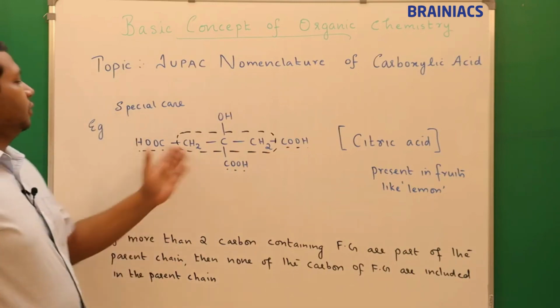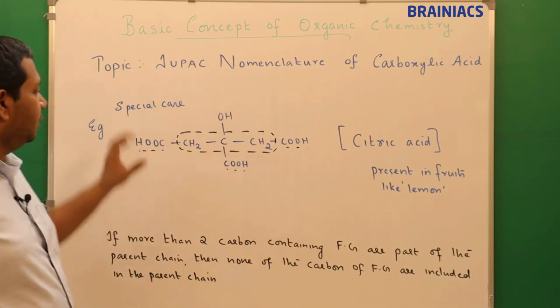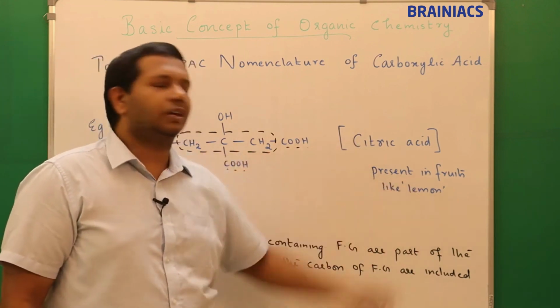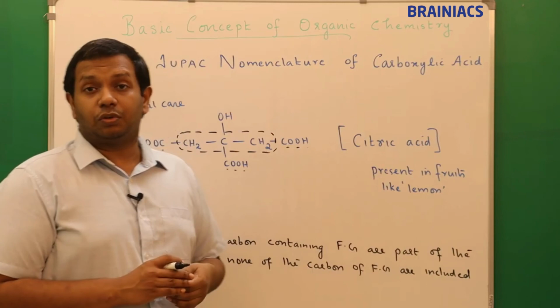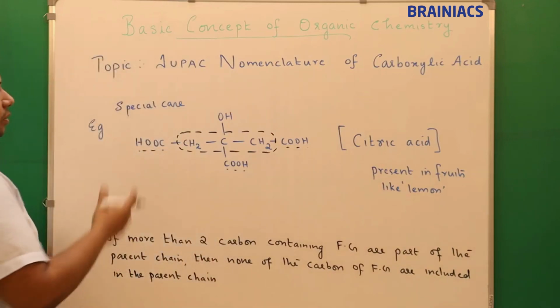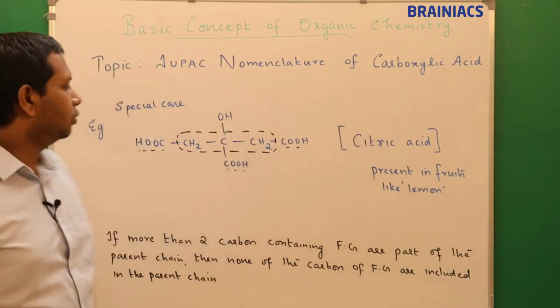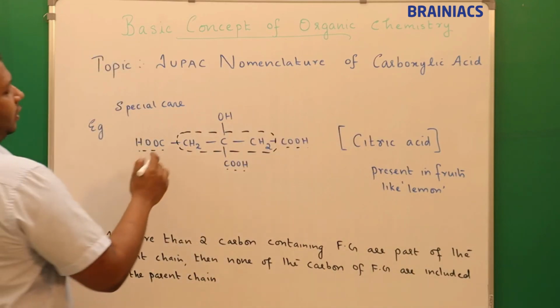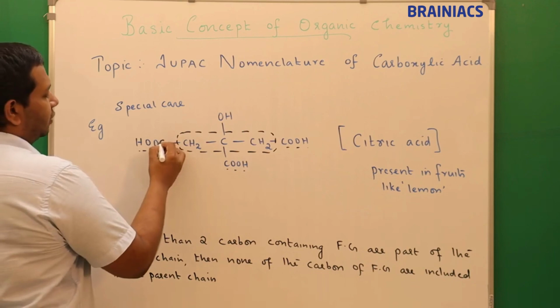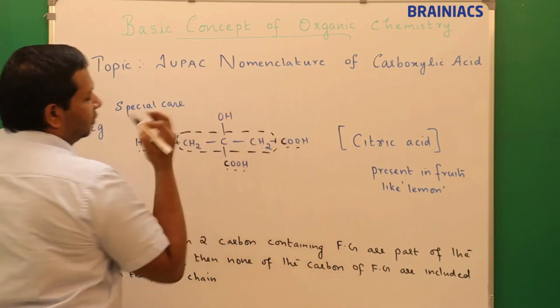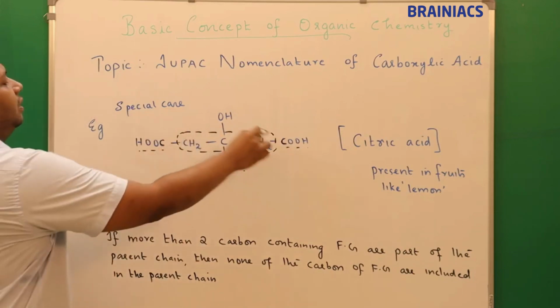Okay. So here another specialty is there. This compound is called citric acid, and you know that this is present in fruits like lemon, and it's a rich source of vitamin C. Correct? So sometimes they will give the structure and ask you the common name. Common name is citric acid. So how will you put the IUPAC name? I have told the rule. So I have not included this carbon, I have not included this carbon, and I have not included this carbon. Now this is my parent chain.